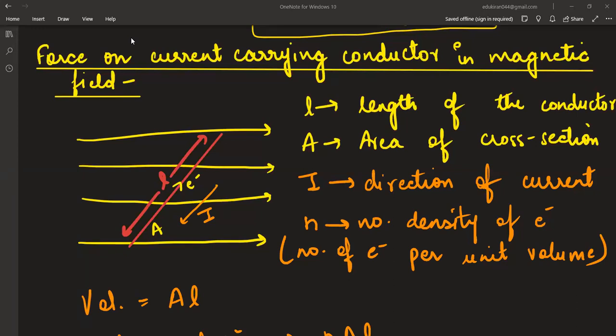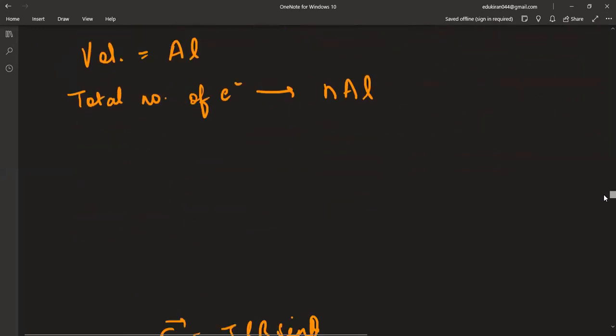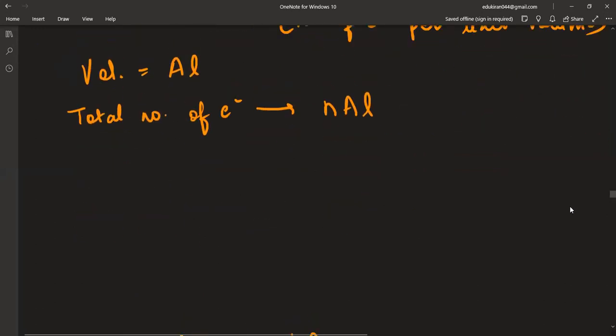The length of the conductor is L, the area of cross section is A, I is the current, and N is the number density. Number density means the number of electrons per unit volume. Now if length is L and area of cross section is A, the volume will be AL. So if number density is N and the entire volume is AL, the total number of electrons will be NAL.